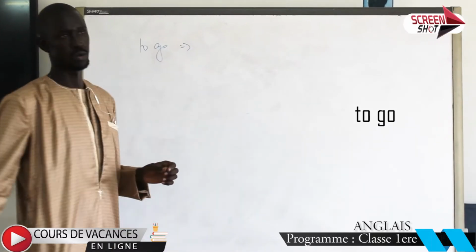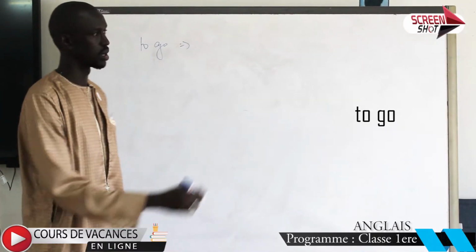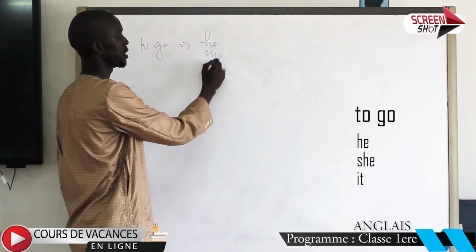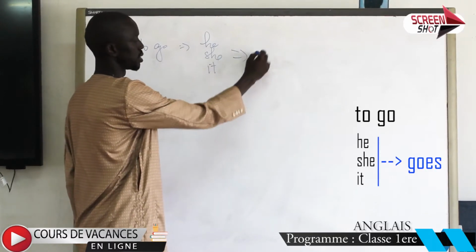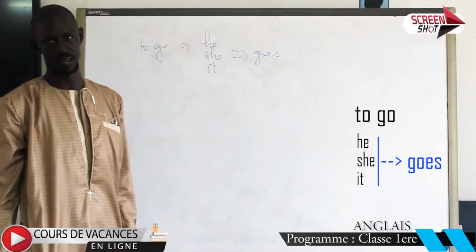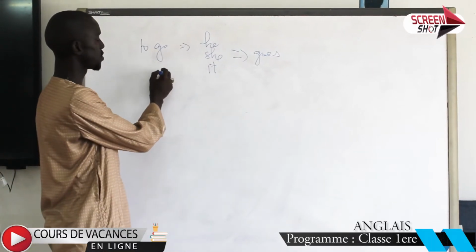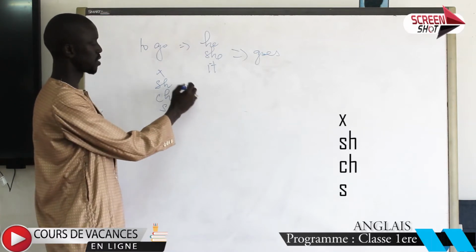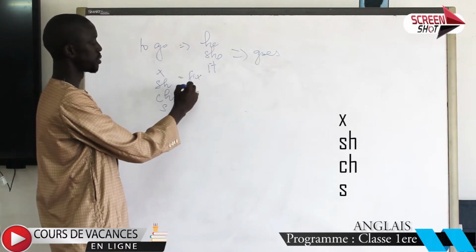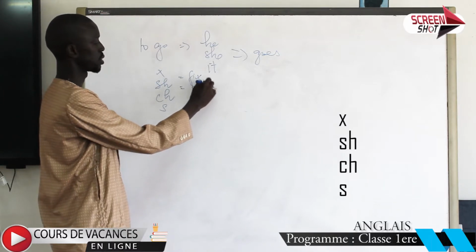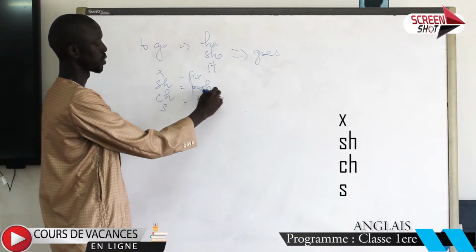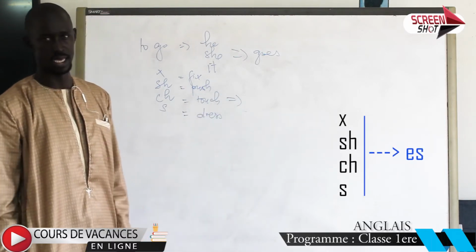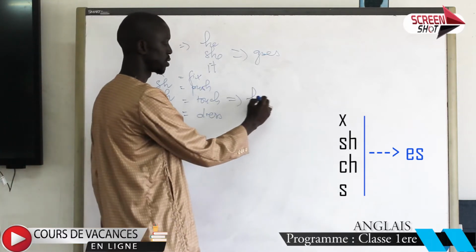For example, if you have the verb to go, to put it into the present simple tense with the third person singular, he, she, or it, here it will be goes. We add es, not s. If we also have a verb that ends with x, sh, ch, or s, for example the verb to fix, to push, to touch, to dress, here what we have to do is to add es to the verb. For example, he touches.